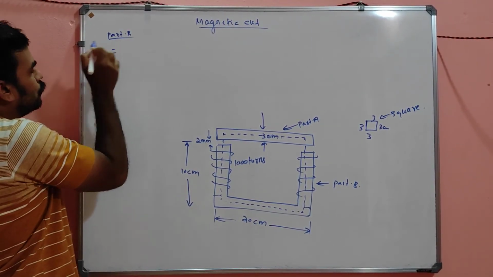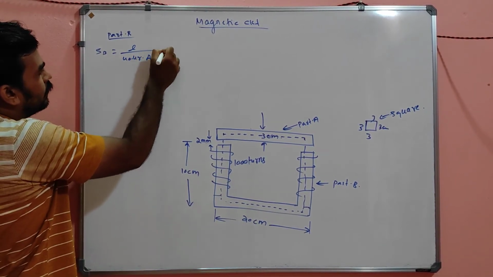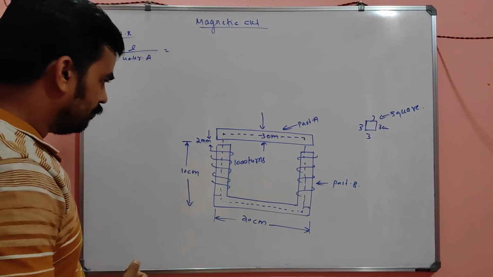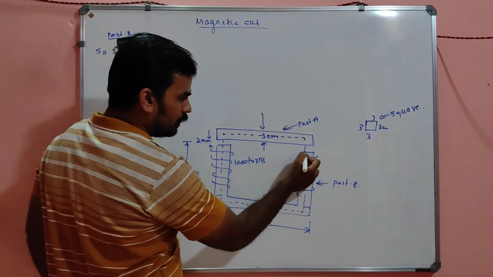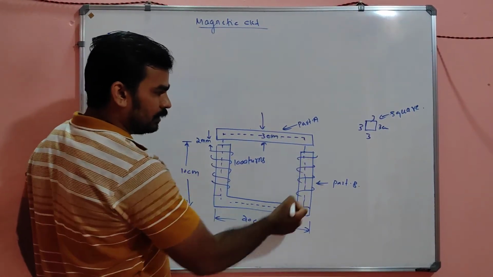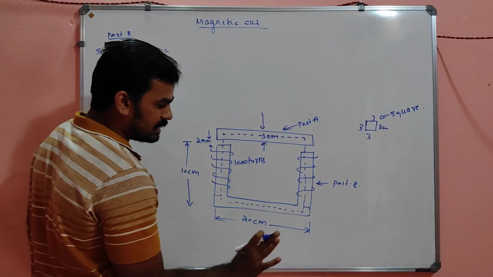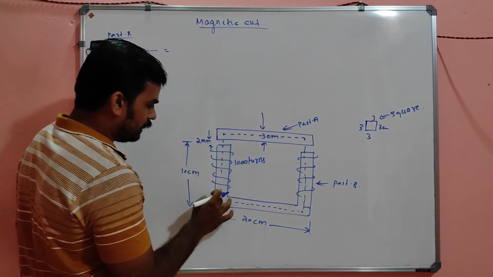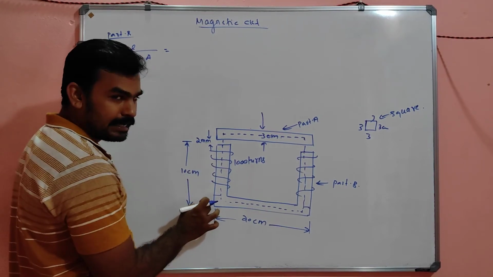Yes, S_B will be equal to L divided by mu 0 mu r into A. So what is the length of part B? The total length from here to here. From here to here we already know it is 17, from here to here it is 8.5, and the total from here to here is 10.